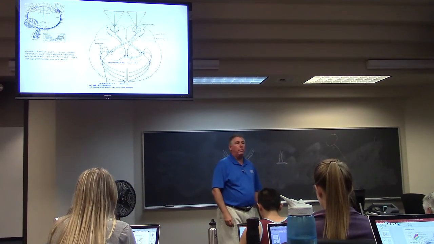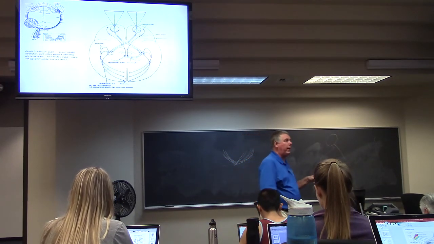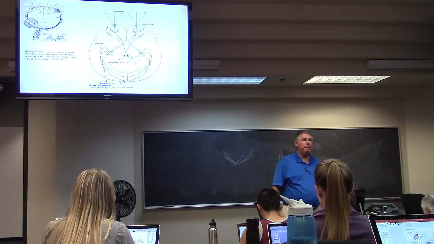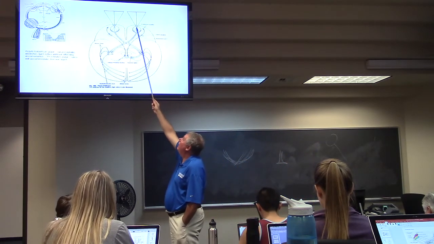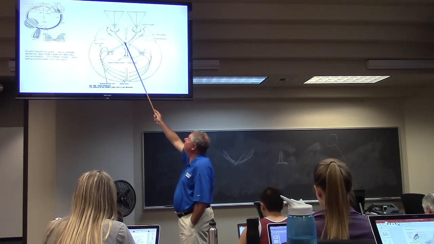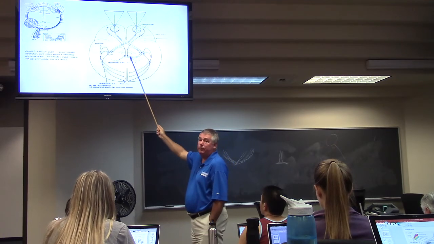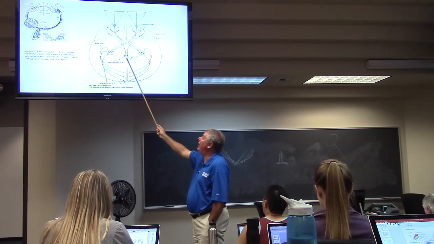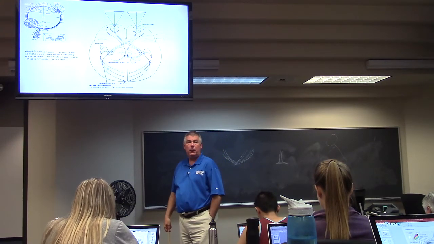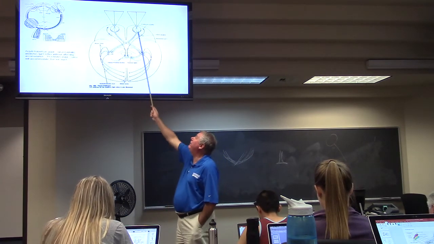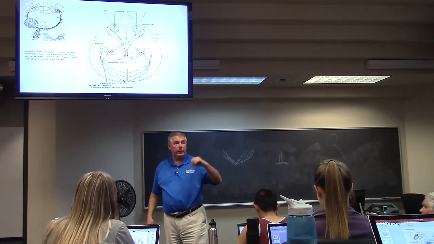Need to spend a little time on this illustration here, because this is the consensual and direct light reflex. So if I shine a light in this eye, that information travels down into the brainstem, where it will synapse on the Edinger-Westphal nuclei bilaterally. So if I shine a light in this eye, both pupils will constrict.